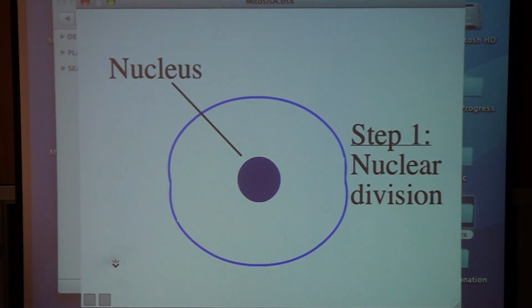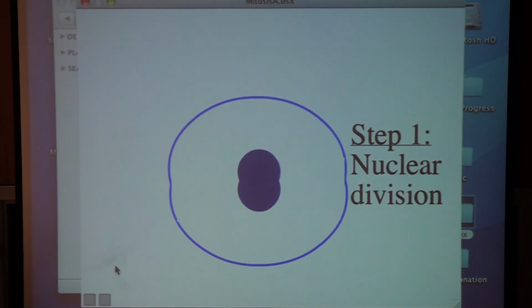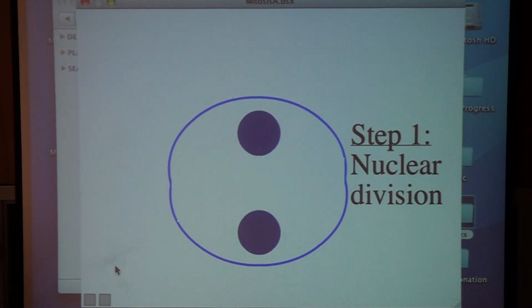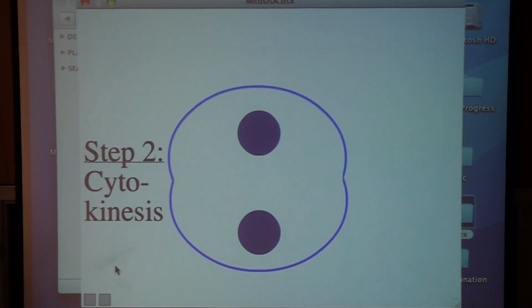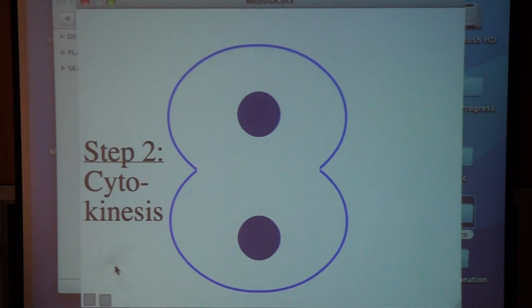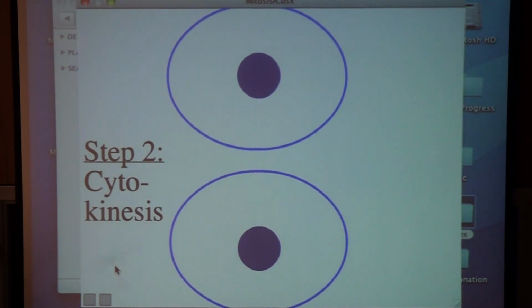There's the original mother cell. So step one, nuclear division. And they sometimes say the poles of the cell. They say that the nucleus divides and moves to opposite poles of the cell, as if that was the North Pole and that was the South Pole of the Earth or something like that. And then after nuclear division, you get cytokinesis, when the cytoplasm and the membranes split in two, and then you end up with the two daughter cells.